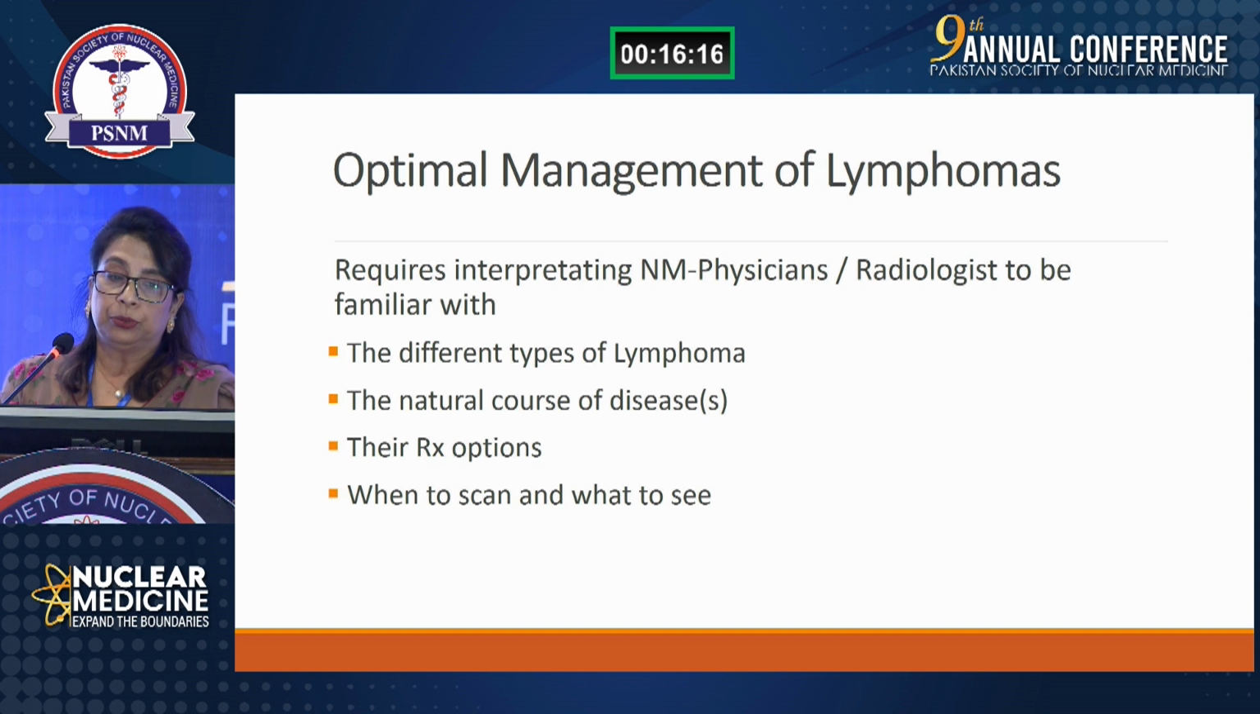So the optimal management of lymphoma requires the interpreting nuclear physician or radiologist to be familiar with a few things, which include the types of lymphomas that I have discussed, the natural course of the diseases, whether they're aggressive or indolent, and whether they will take up FDG or not. There are treatment options available so that when you are reporting the interim scans, that helps in providing useful information to the referring physicians, and when to scan these patients and what exactly to see.